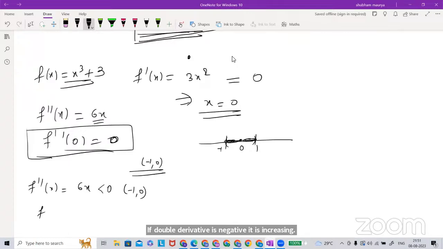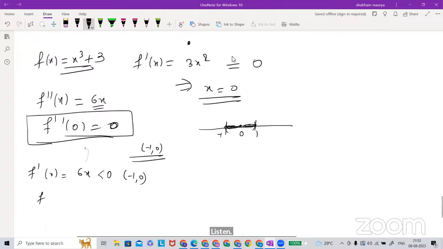We have to check for the single prime. For checking increasing or decreasing, we have to derivate once. So sorry, for the single derivative, this is x square. So this is going to be 0 in this interval also.